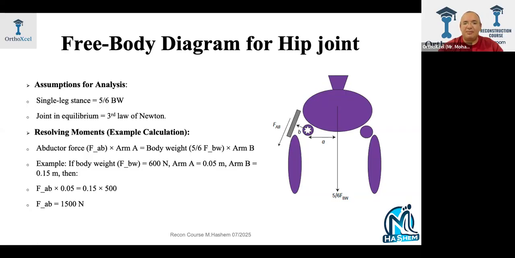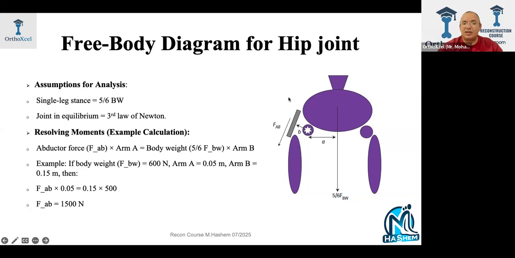Remember this free body diagram? Again and again and again. Body weight is coming from this. There is a lever arm between the body weight and the center of rotation of the hip. Abductors on the other side maintain the pelvis in equilibrium, exerting the same forces. Because the lever arm of the abductors is shorter than the lever arm of the body weight, the abductors are exerting about 3 times the body weight to maintain the pelvis in equilibrium.